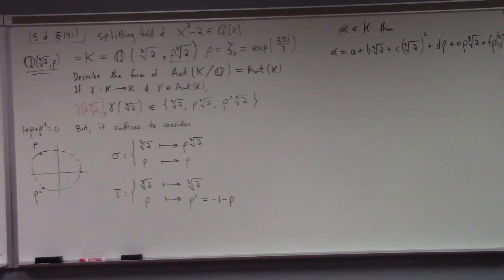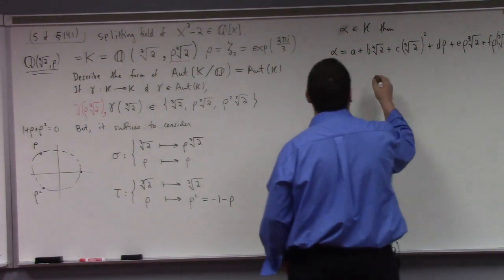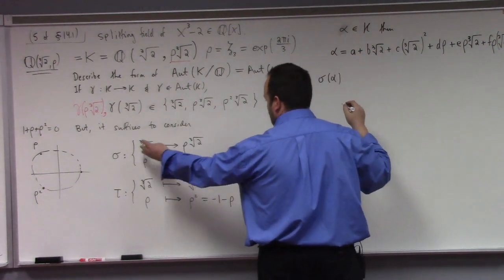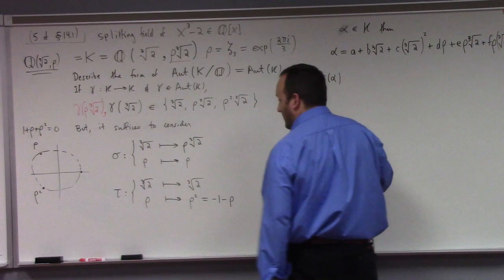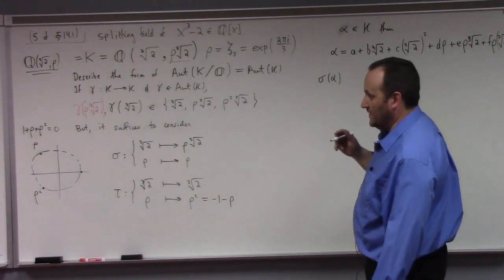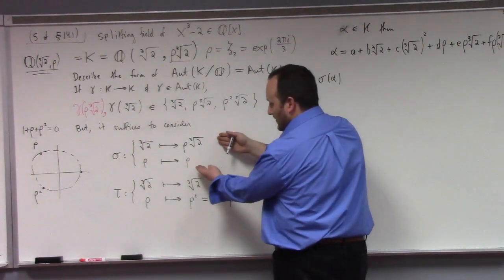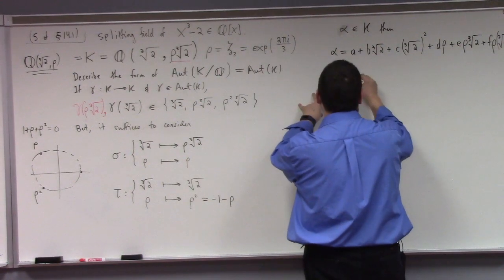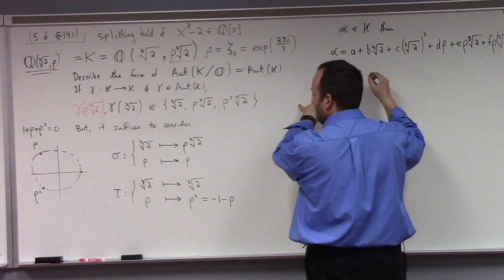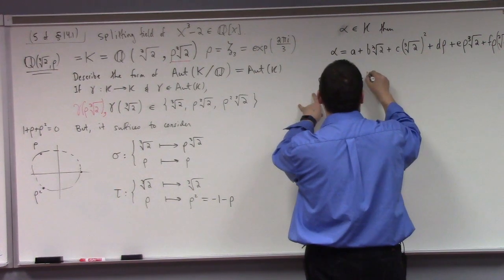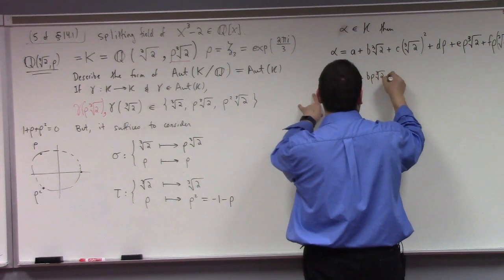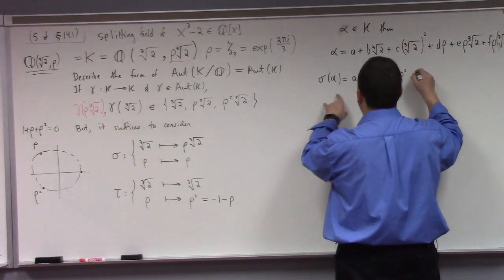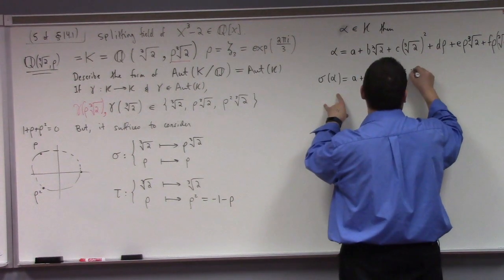Right? Because if you look at sigma of alpha, what's that mean? This notation is superior to what I'm using at the moment. It really captures the meaning of sigma. If we look at an arbitrary element, sigma of alpha is actually going to be what? Well, a is fixed, and we get plus b rho cube root of 2, plus c rho squared times the cube root of 2 squared.